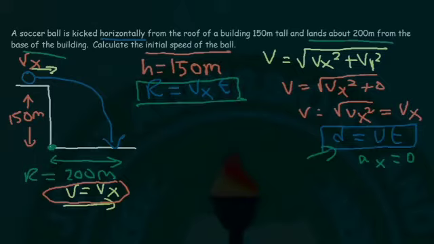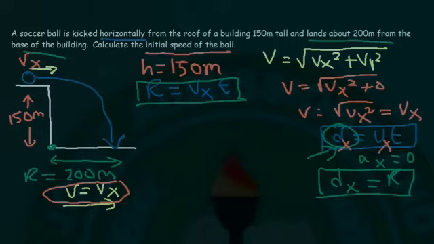Keep in mind, range is basically dx. Range is the horizontal displacement. So you can replace this d with r. So dx equals Vx times t.